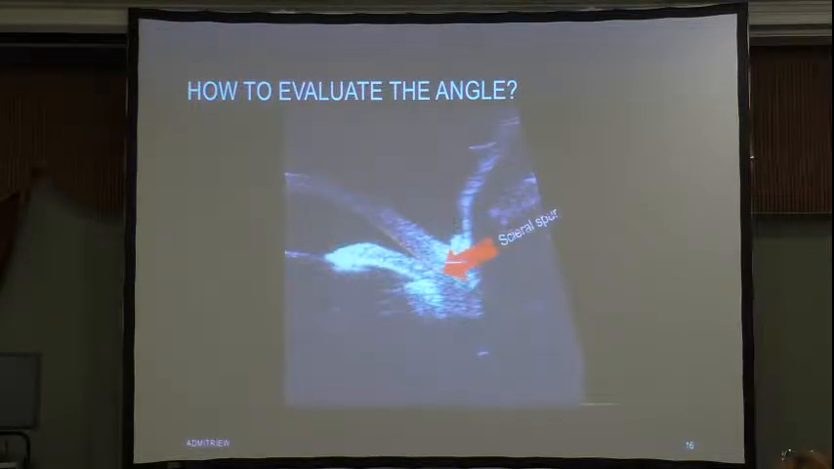And that small triangle here would be scleral spur.